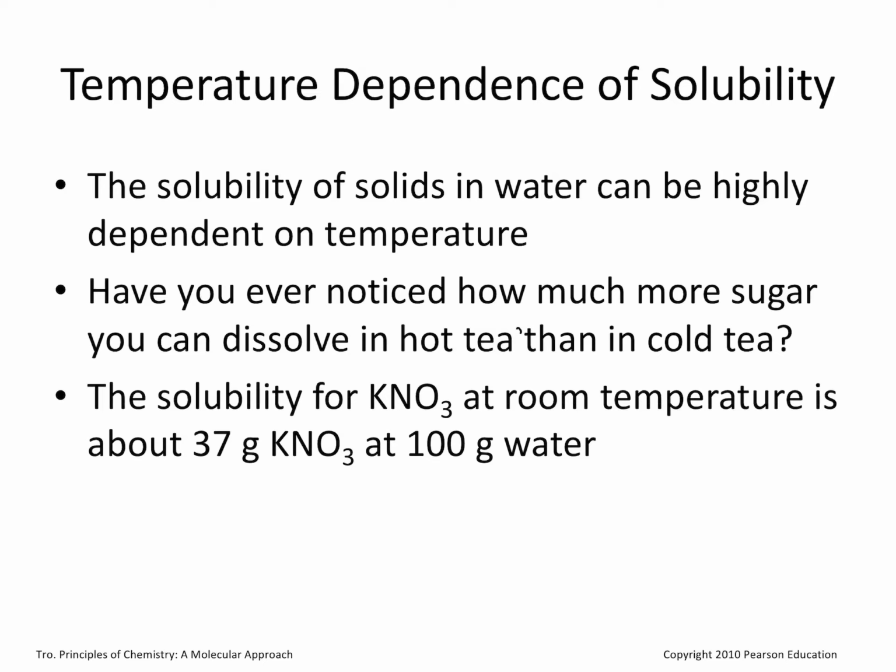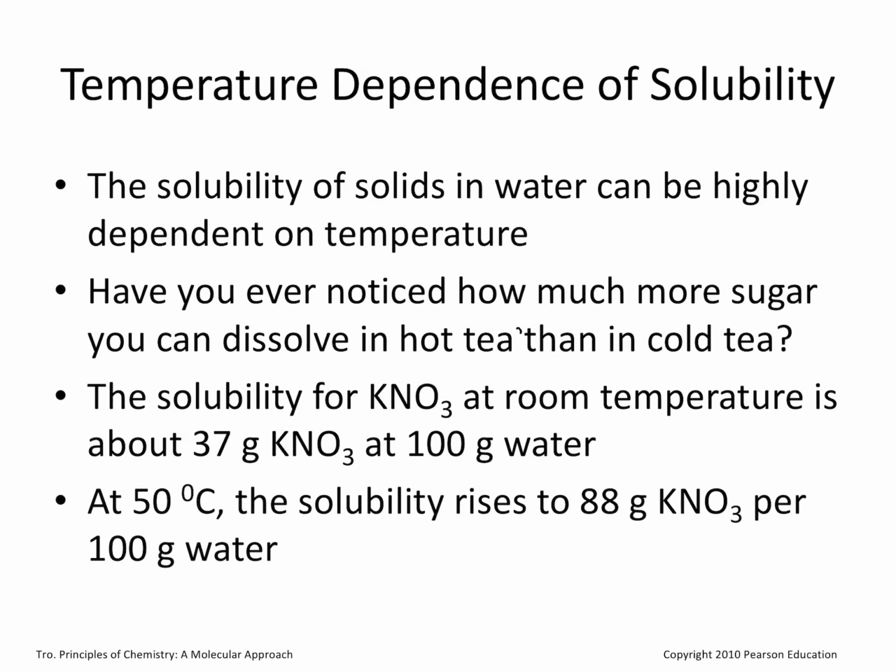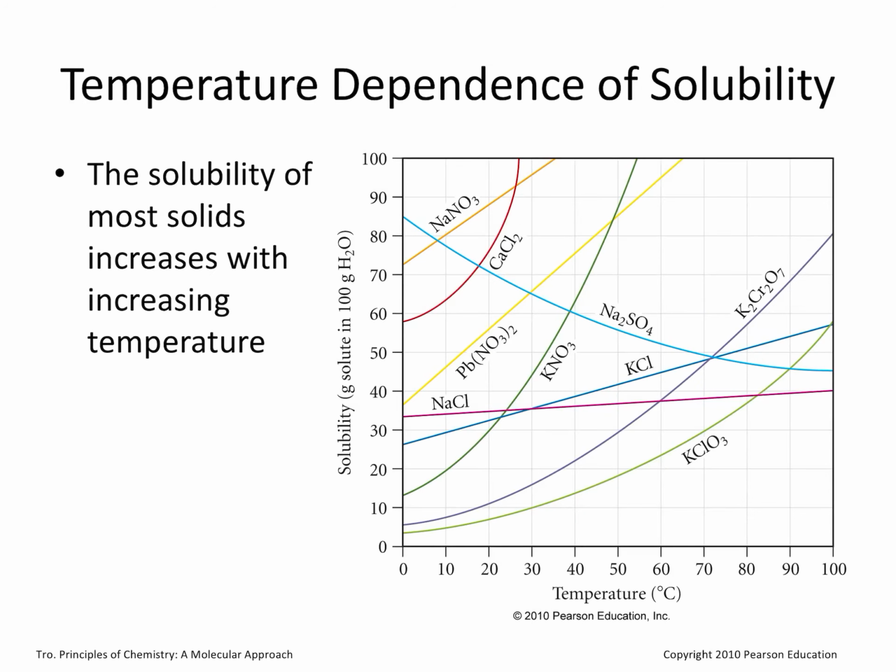So the solubility, for example, of potassium nitrate at room temperature is around 37 in 100 grams of water. Now, if I crank up the temperature to 50 degrees Celsius, because you're adding energy, right? So if you increase the temperature, you're making it hotter, so you're giving the particles more energy to break apart from one another. So do you think that means you can dissolve more and the solubility increases? Yes. At 50 degrees Celsius, the solubility of potassium nitrate in 100 grams of water goes all the way up to 88. So that's a big difference. From 25 degrees Celsius to 50, you have almost double the amount that you can dissolve.